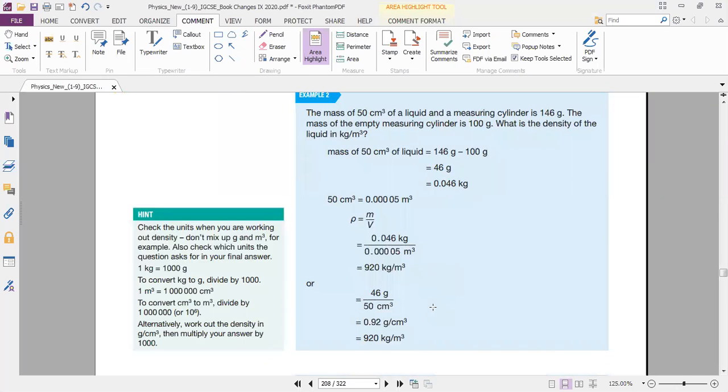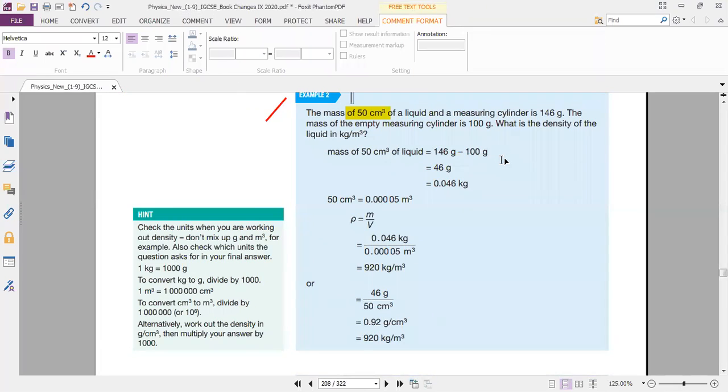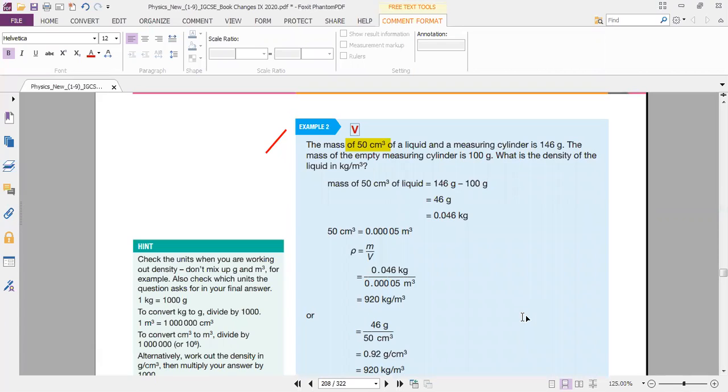Here there is another math given. Look at this. Example 2. The mass of 50 cm cube of a liquid and the measuring cylinder is 146 gram. So the volume of liquid is 50 cm cube. Now we need to convert it into meter cube. This is the volume V. We must convert it into meter cube. How? This way.